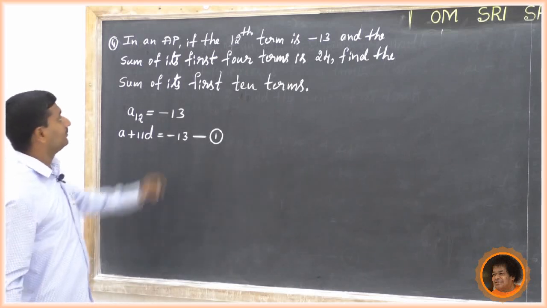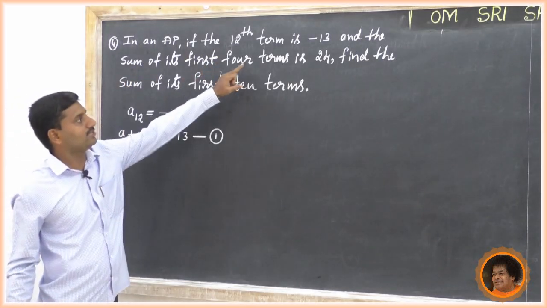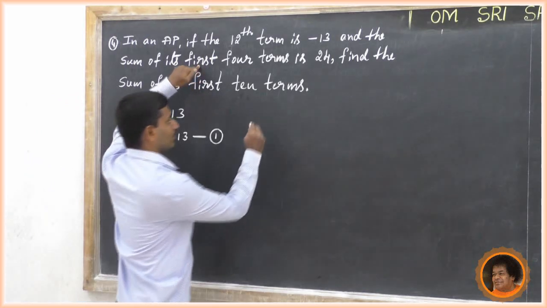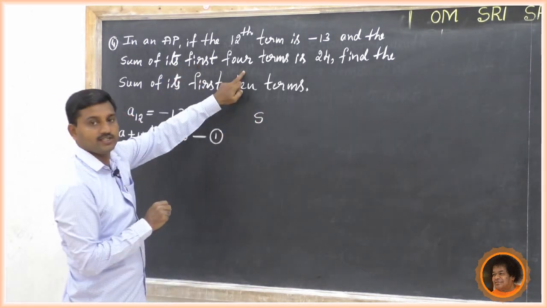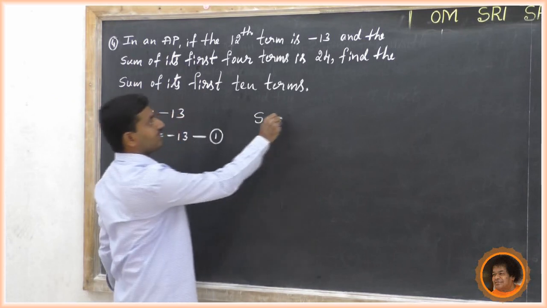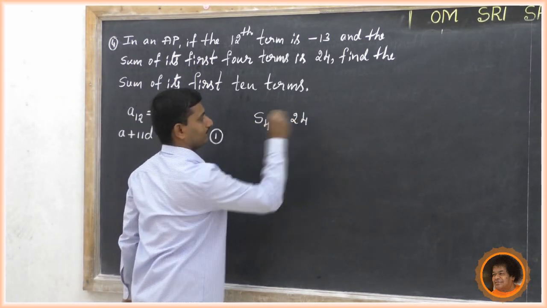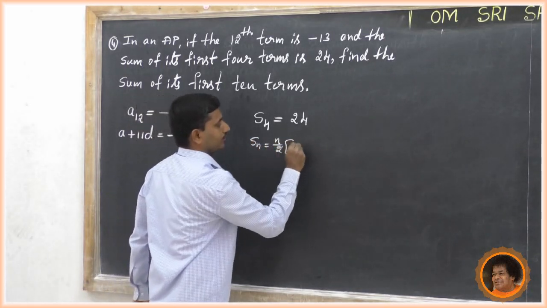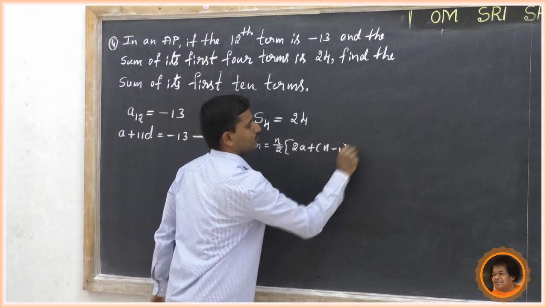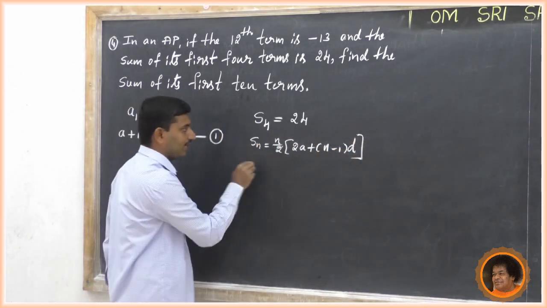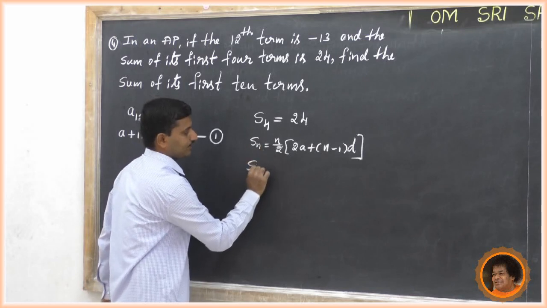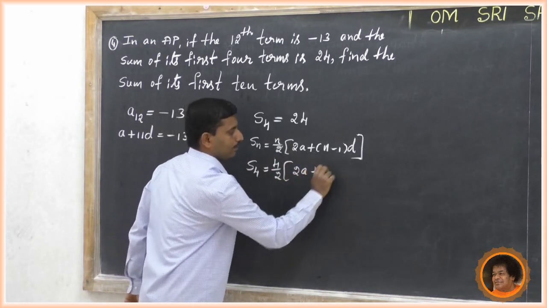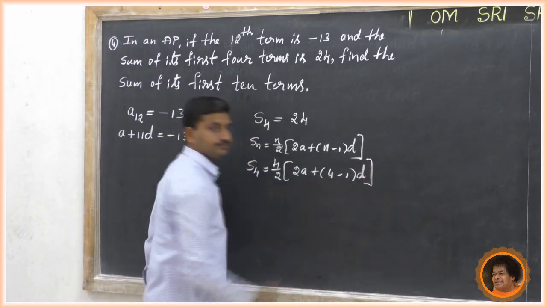So what is the second condition? Sum of its first 4 terms is 24. Sum of its 4 terms. Sum is denoted as Sn. So 4 terms, so S4. So S4 equal to 24. So what is the formula? Sn is equal to n by 2 into 2a plus n minus 1 into d. So substitute the value. Sn means S4 equal to 4 by 2 into 2a plus 4 minus 1 into d.